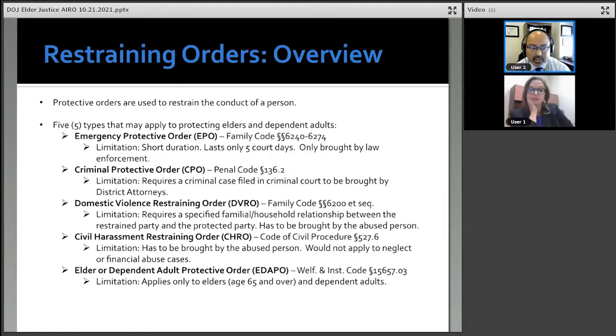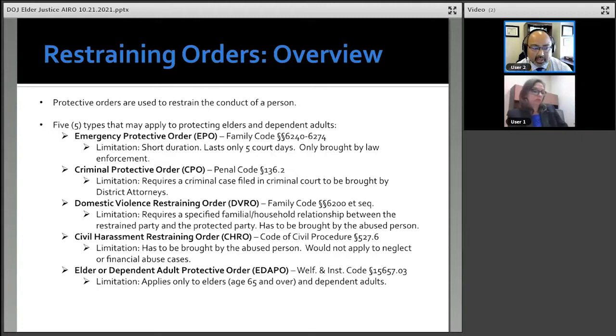Those are usually brought by law enforcement, and they have a short duration of only 5 court days. When we have elders or dependent adults that are in imminent danger and law enforcement is involved, a lot of times an EPO will be sought. The next type of restraining order is a criminal protective order, which requires a criminal case that is filed in a criminal court and are brought by district attorneys.